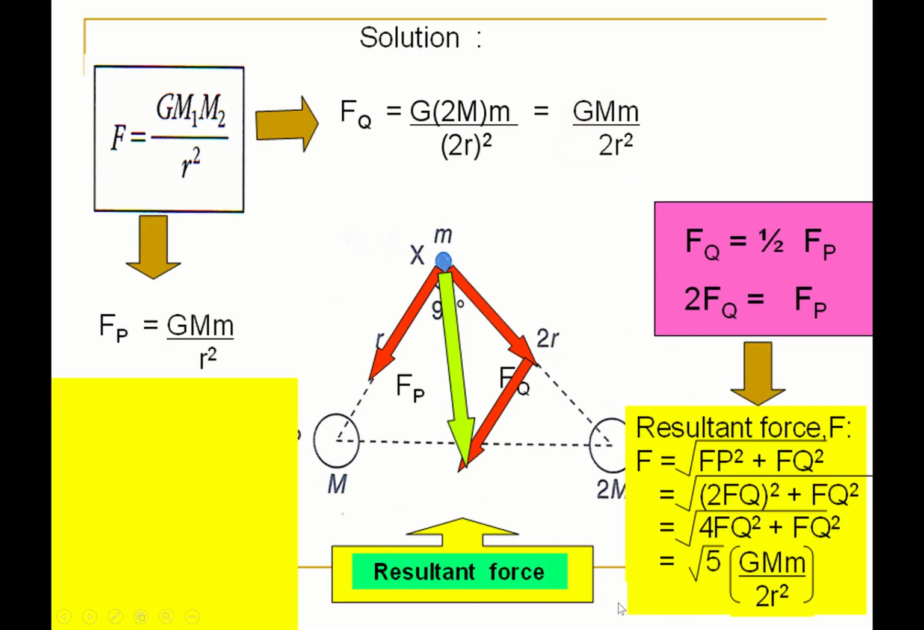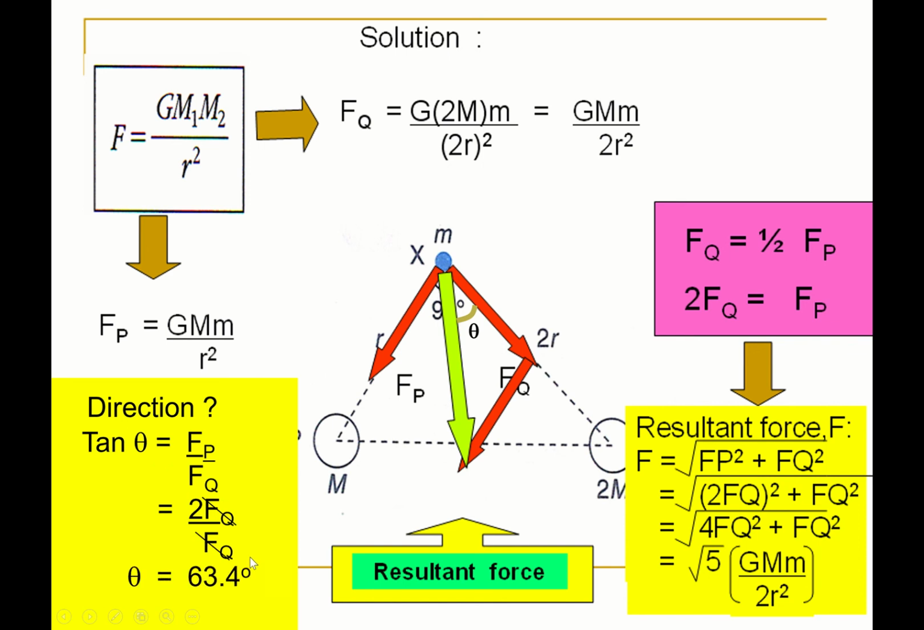Next, to determine the direction of the resultant force, we can use an angle. So the angle here represents the direction of the resultant force. So we can use tan theta equals Fp per Fq. So Fp is 2Fq, per Fq, so we can cancel out Fq. So we get the angle theta here is 63.4 degrees.